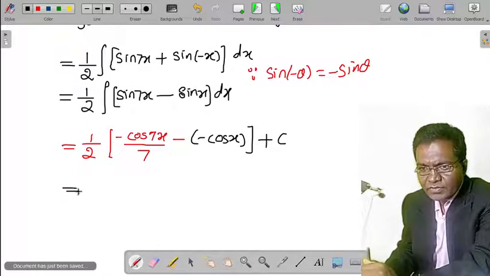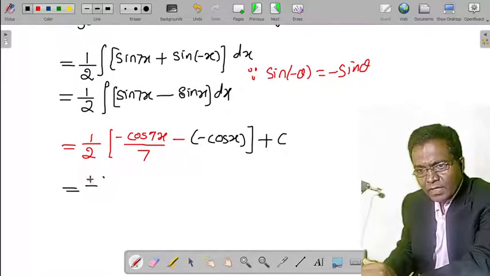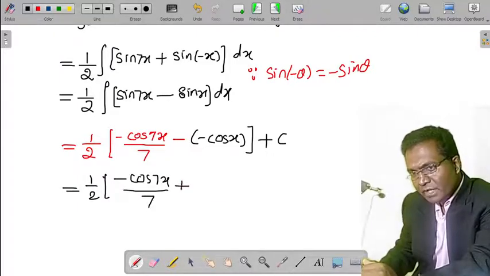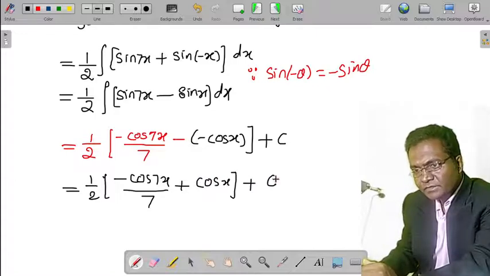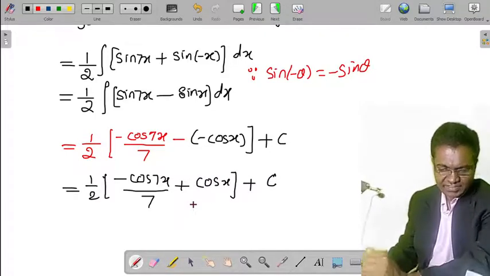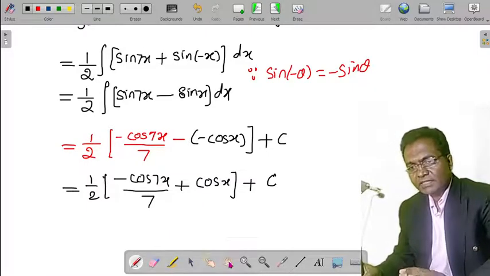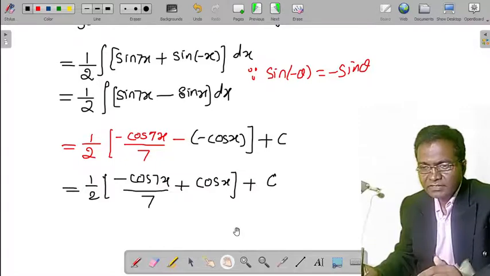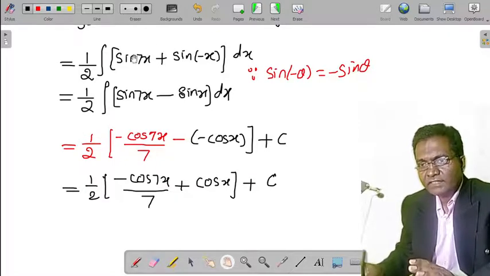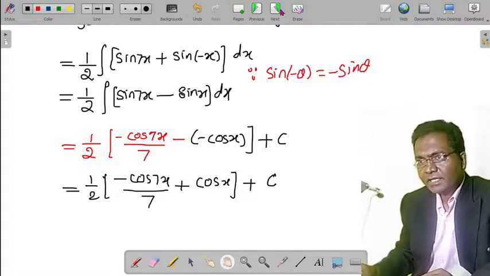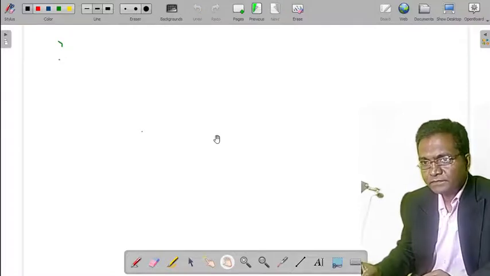So which is equal to 1 by 2 of minus cos 7x by 7 plus cos x plus c. Okay, so in this way, if we get under the integral sign a product of sines or sine into cos, you have to convert it as a sum. Let me write one example for your practice.